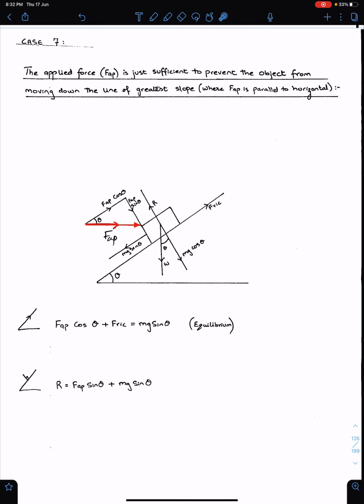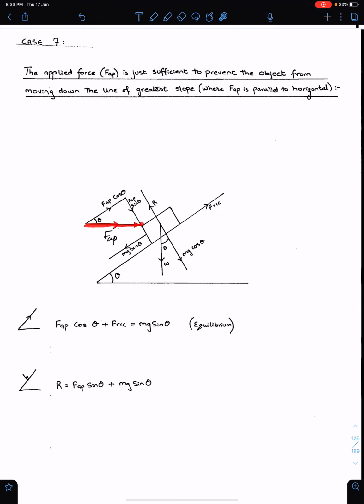Case 7. The applied force FAP is just sufficient to prevent the object from moving down the line of greatest slope, where the applied force is parallel to horizontal. See, this applied force is just sufficient to prevent the object from moving down the line of greatest slope. So this force is sufficient to hold this object here. If this object were to move, it would move down the slope. So friction must be up the slope. Whenever it says sufficient to prevent the object from moving down the line of greatest slope, that means friction must be up the slope.